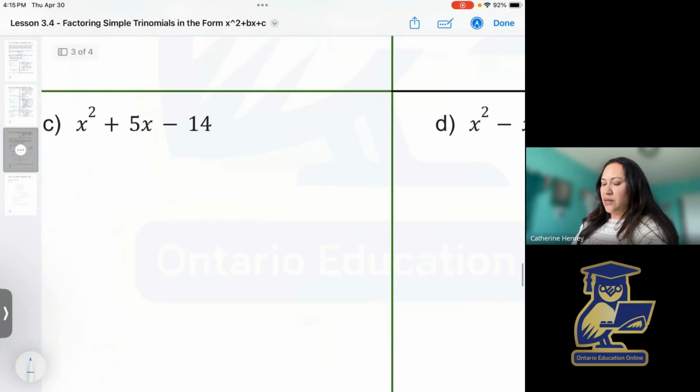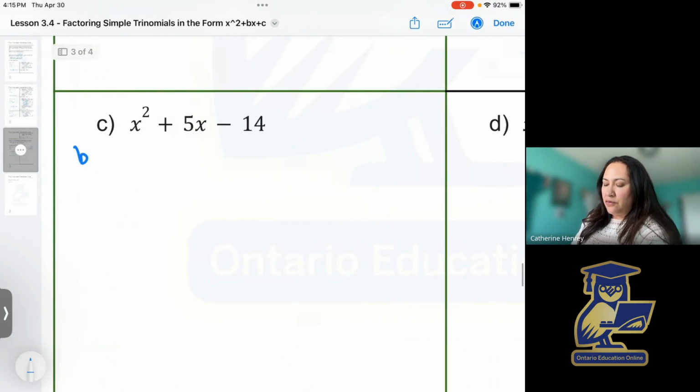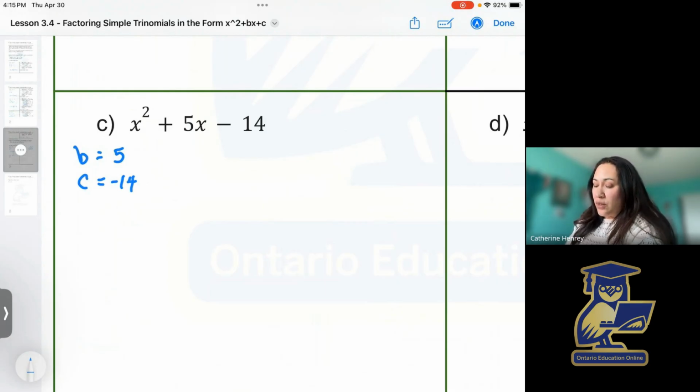So for this one, we have a b of 5, and we have a c of negative 14. You gotta watch those signs again because c is negative. So we'll have 1 and negative 14. We could have negative 1 and positive 14. And then we could have 2 and negative 7. We could have negative 2 and positive 7. And those are all my factors of 14.